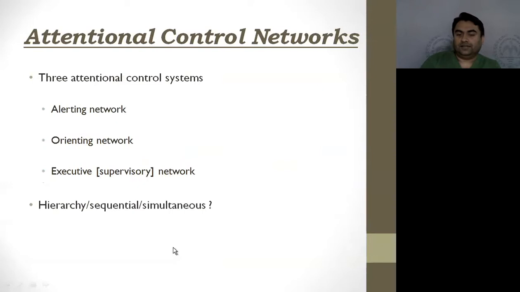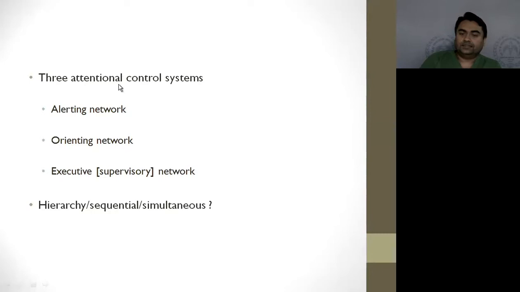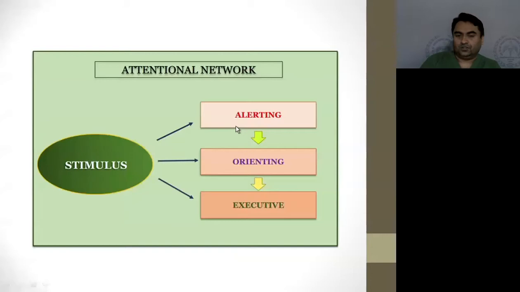What are the three? There are three attentional control systems: the alerting, the orienting, and the executive supervisory network. Whether these are hierarchical, sequential, or simultaneous, we are not sure yet, but these are the three we talk about: the alerting, orienting, and executive. The alerting network, what does it do?